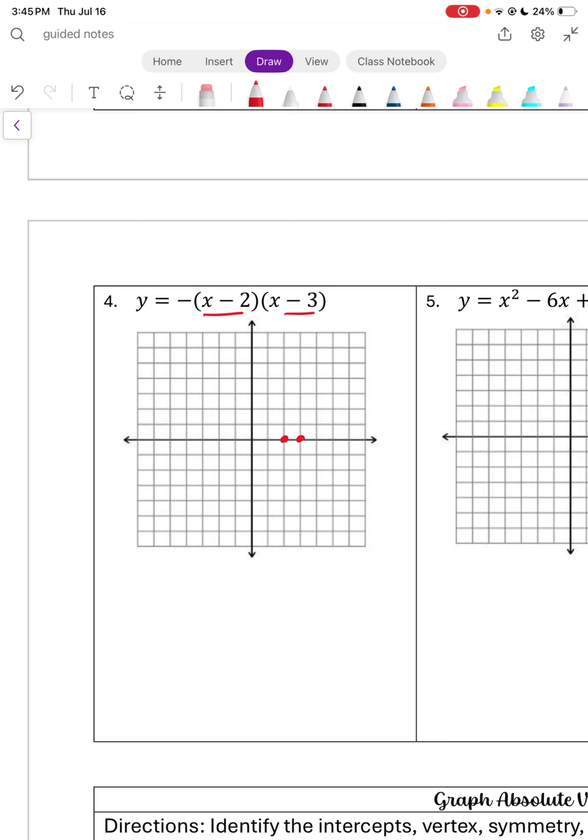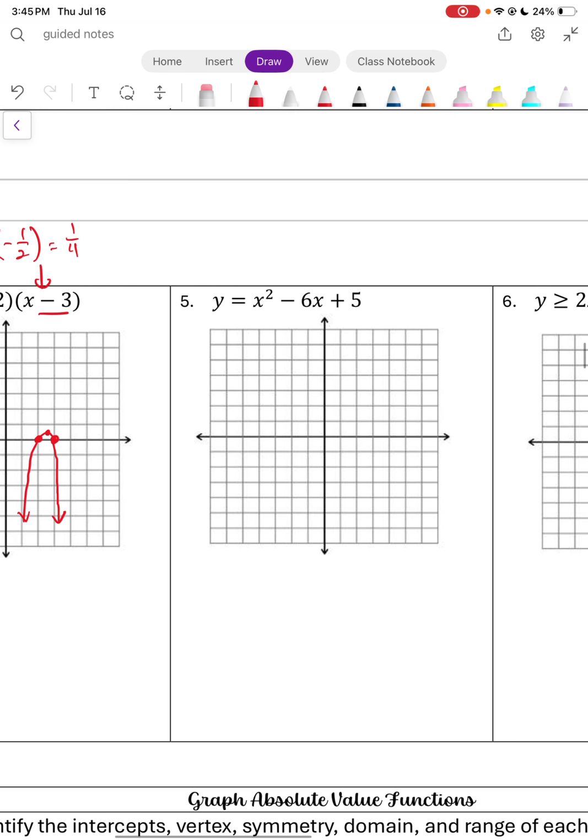So there and there. Right in the middle at 2.5, that's where your vertex is going to be. So we're going to plug in 2.5 for all of our x's. We have -1 times 2.5 minus 2, and 2.5 minus 3, which is -1/2. Multiply all that together, and it gives you 1/4. So at 2.5 comma 1/4, which is somewhere right around in there, is where your vertex is. So your parabola is going to look something to that effect.